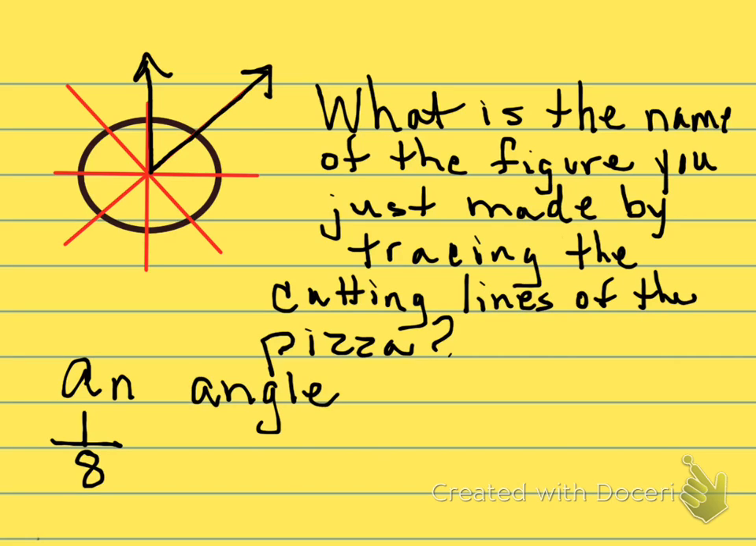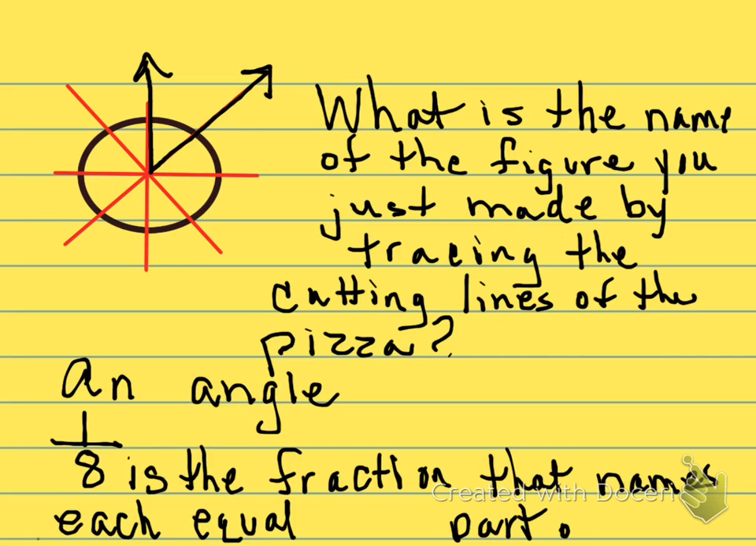Now, I want you to look at this one more time. 1/8 is the fraction that names each equal part. How many equal parts do we have? 8 equal parts. What is the name of the figure that you just made by tracing the cutting lines of the pizza? An angle. Do you see the relationship between the fractional parts of a circle and the angle? Great job. Let's keep going.